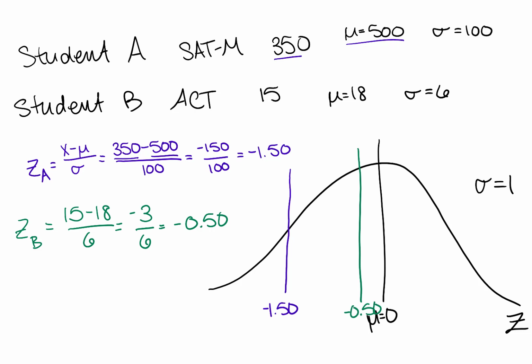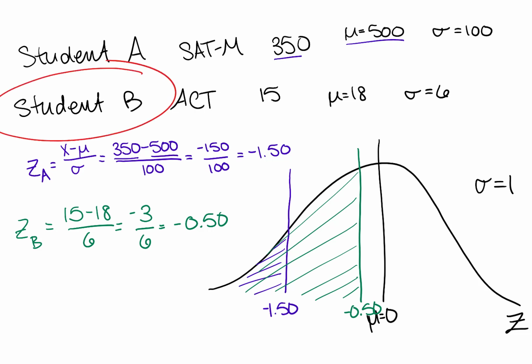As we move to the right on the z distribution, the percentiles are getting higher. In other words, the scores are getting better. Student A scored better than these students, while student B scored better than a larger proportion of test takers. And this is why student B's score is more impressive.